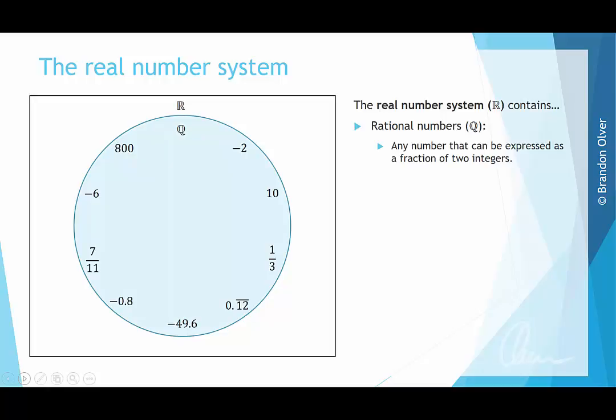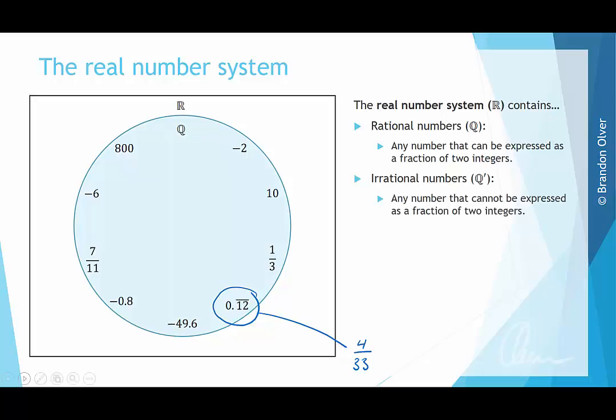So examples of rational numbers include all these that have appeared in this set. So -2, 10, 1/3, 0.12 reoccurring, and that's because this number can in fact be expressed as 4 divided by 33, as a fraction of two integers. -49.6, -0.8, 7/11, -6, and 100 are a few more examples of rational numbers.